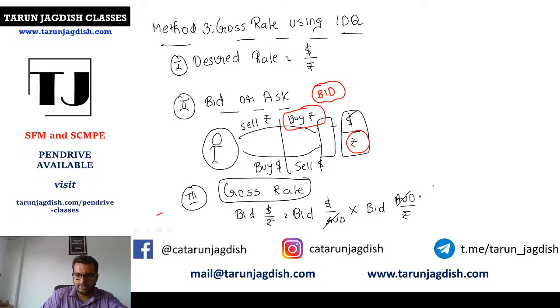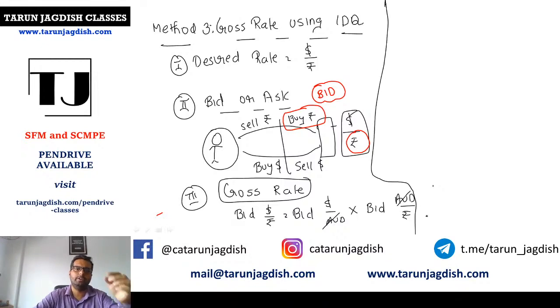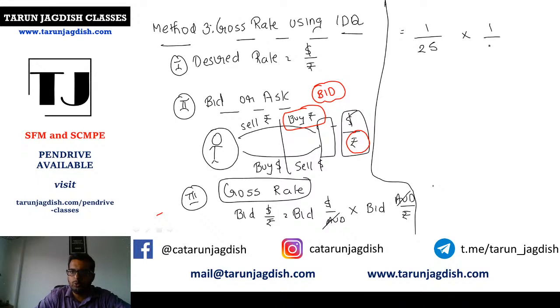Then AUD and AUD will get cancelled. But friends, in this question, have they given dollar bar rupee or have they given AUD bar dollar? They have given AUD bar dollar. So I have to do 1 divided by interchange. So it will be 1 divided by 25 into 1 divided by 2, because the bid will become ask and the ask will become bid. 1 divided by interchange. I'll get the answer as 0.02 dollar bar rupee.